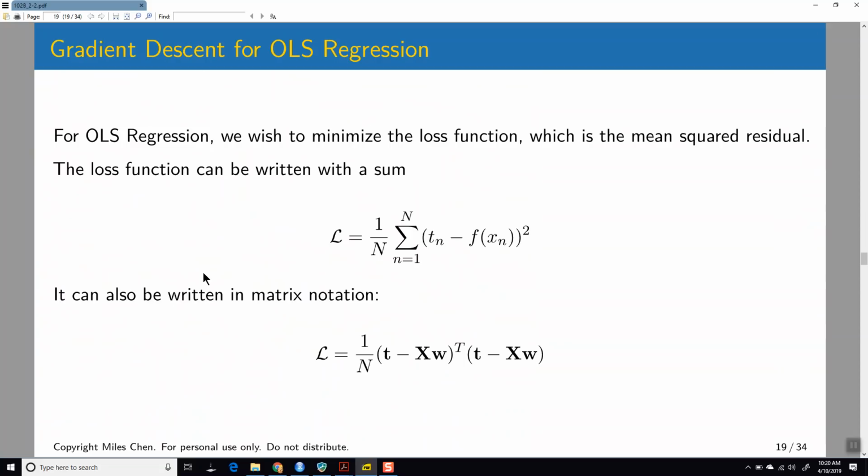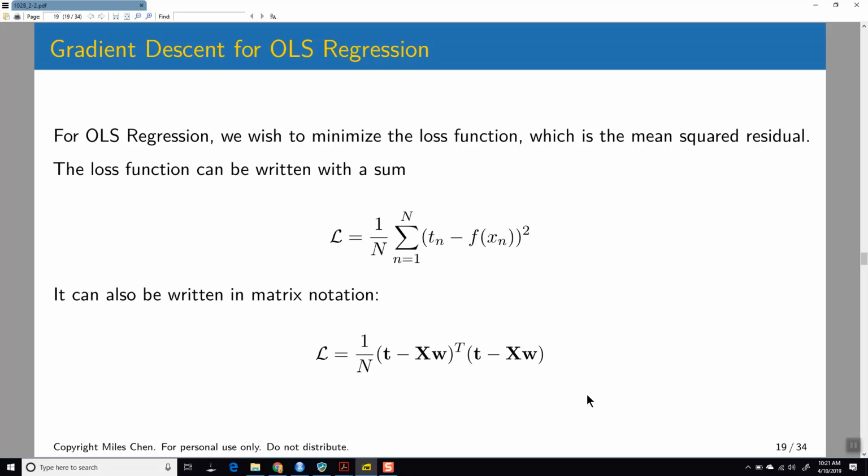Now I'm going to apply it to ordinary least squares regression, the loss function, because this is ultimately what we're going for: we want to minimize the loss function. We're starting off with ordinary least squares because that's a model that we're very familiar with, and then we can apply the same ideas of gradient descent to other kinds of loss functions. So here in OLS regression, our loss function looks like this, or if we write it in matrix notation, it looks like this.